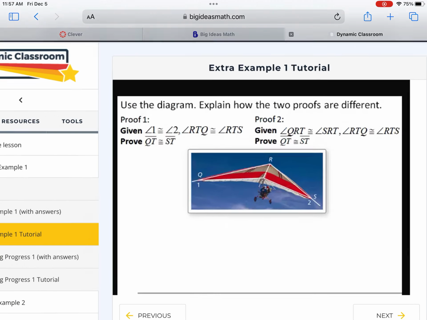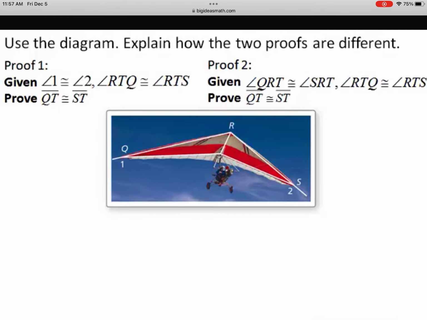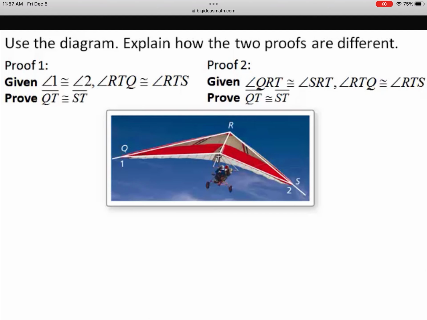Use the diagram. Explain how the two proofs are different. Proof 1. Given that angle 1 is congruent to angle 2, and angle RTQ is congruent to angle RTS, prove that line segment QT is congruent to line segment ST.